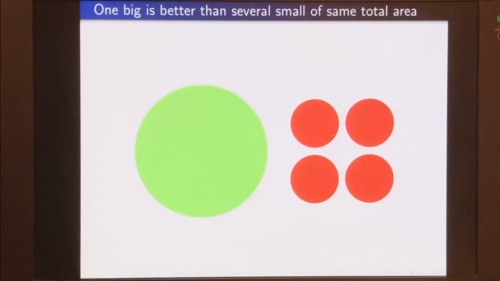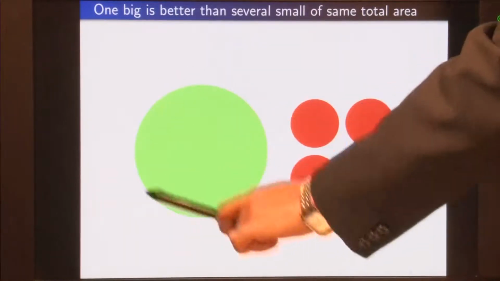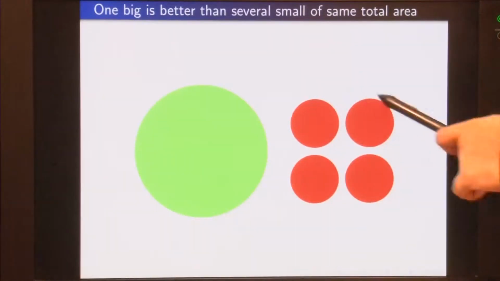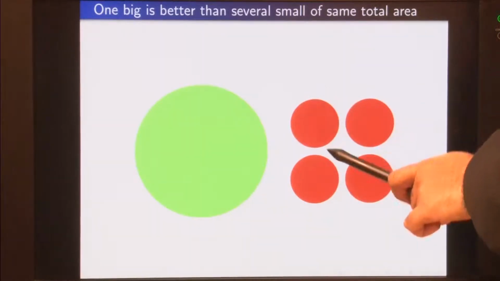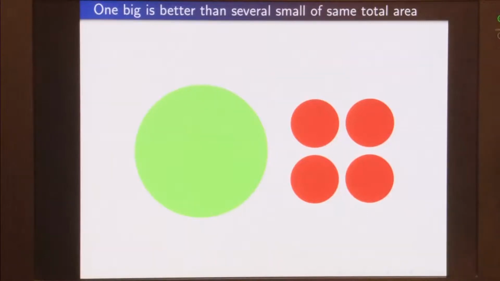Another concept is that one big is better than several small of the same total area. Essentially, if we have an option to have a large size reserve and another option is to have 4 smaller reserves, and the total area of these 4 smaller reserves is equal to that of the larger reserve, then it is always better to have this larger size reserve. Now, why is that so?